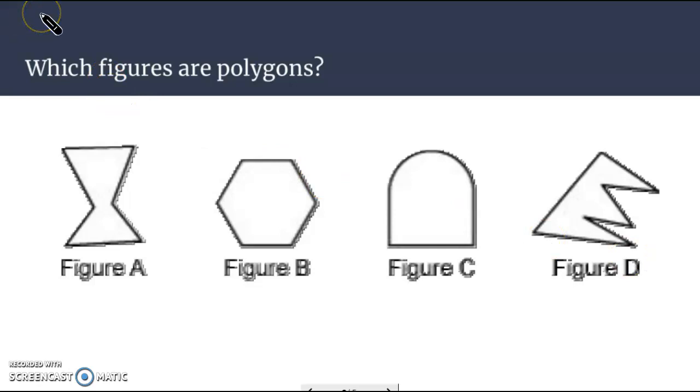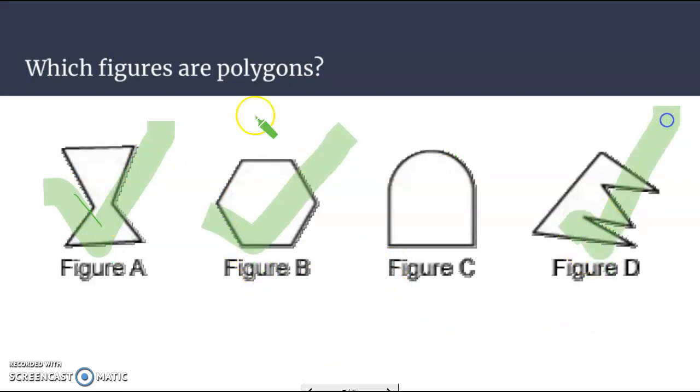I'm going to put a green check by 3 of these figures. 3 of these figures are polygons. This figure here, figure A is a polygon. Figure B is a polygon. Figure D is a polygon.